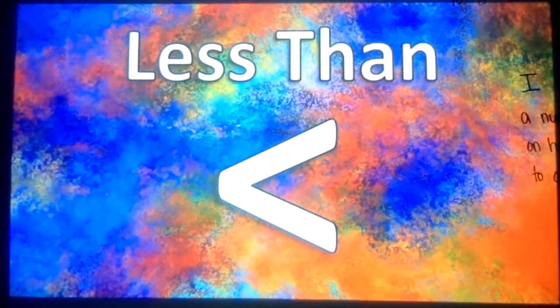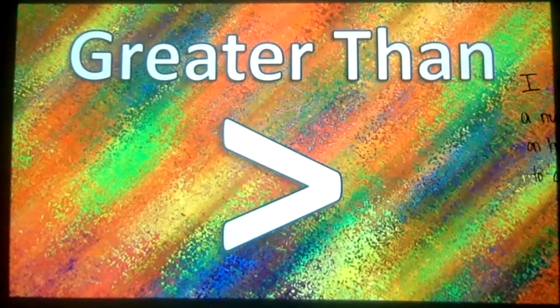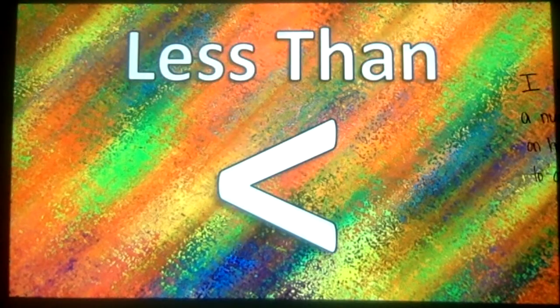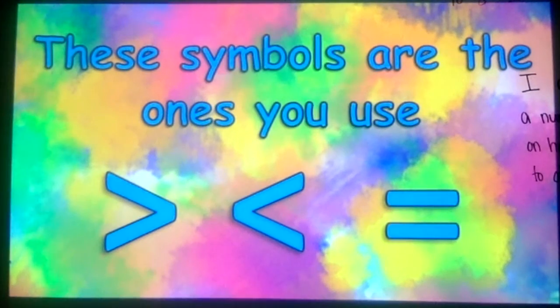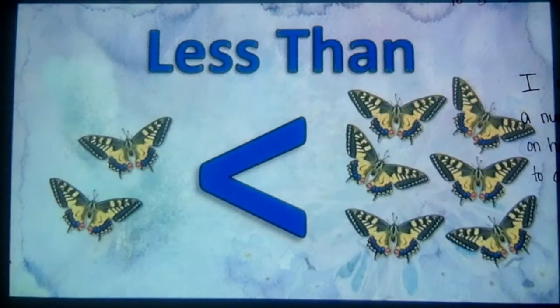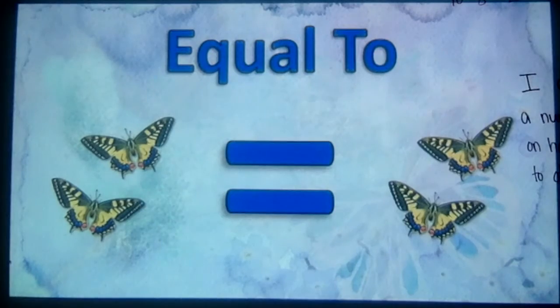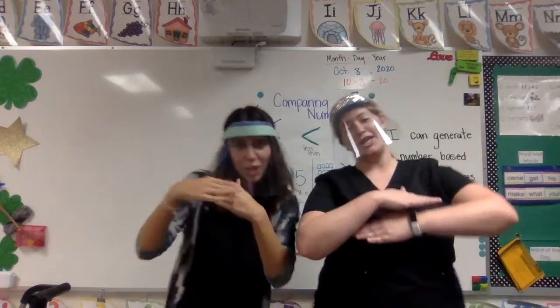Greater than, less than, equal to. Greater than, less than, equal to. These symbols are the ones you use for greater than, less than, and equal to. Greater than, less than, equal to. Greater than, less than, equal to.